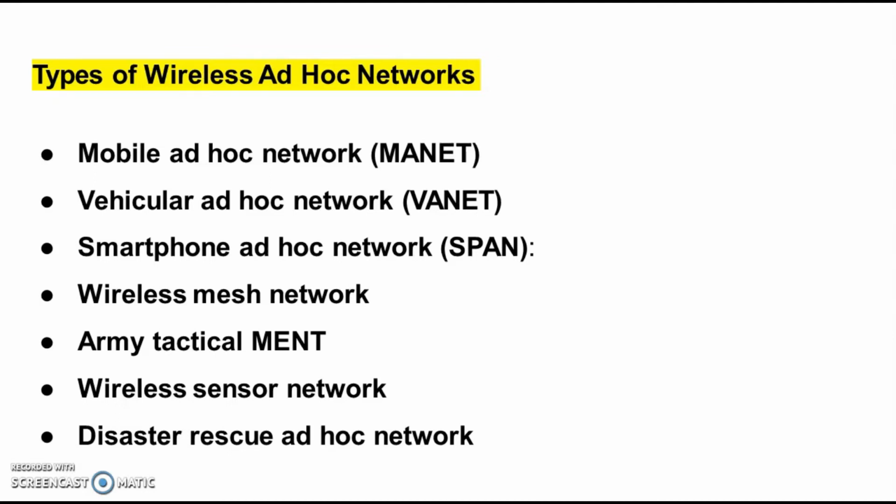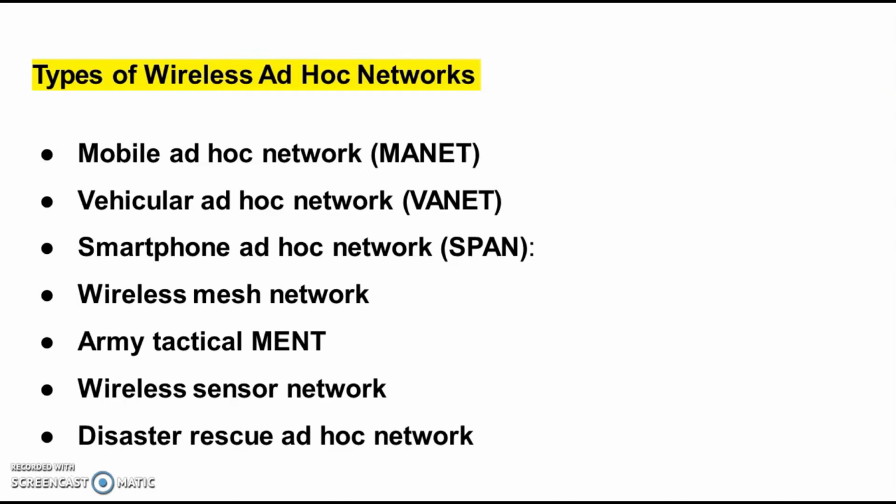Then the last one is the disaster rescue ad hoc network. That is used when any disaster strikes or occurs. By the use of this kind of ad hoc network, in order to carry out relief works, we can form this network, and by this we can ensure the proper functioning of the particular event.